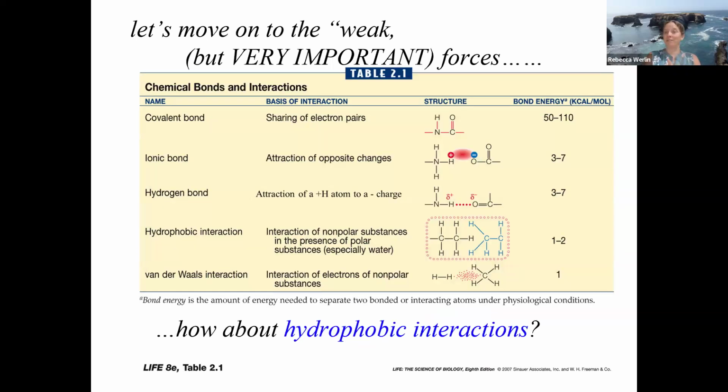Okay, so we went through covalent bonds, regular covalent bonds, the equal sharing of electron pairs, and polar covalent bonds, the unequal sharing of electron pairs. Ionic bonds is the positive charge attracted to a negative charge. Hydrogen bonds, the attraction of a partially positively charged hydrogen to a negative charge on a different molecule or in the same molecule. And ionic bonds and hydrogen bonds are what we call polar interactions or hydrophilic interactions. And in this case, hydro means water and philic means loving. And so ionic bonds and hydrogen bonds are water-loving bonds.